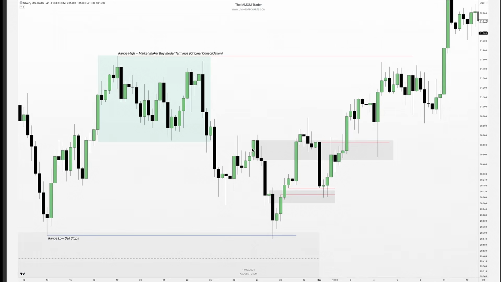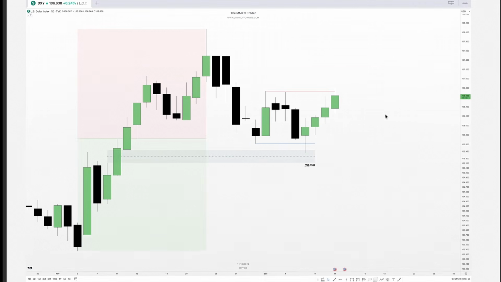We trade through this level as well. Here, we trade back down into it. Is there a PD array that formed within it? We have a bullish order block here. And this is how we trade and participate in the market maker buy model.